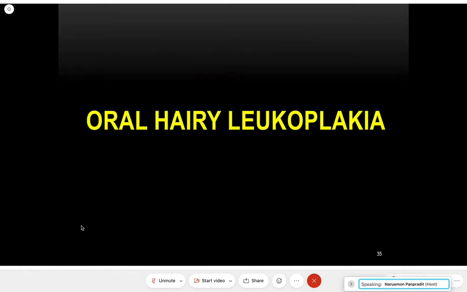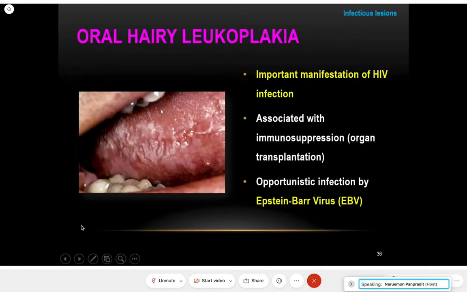Okay, a white patch, would it have hair? Okay, let's see together, oral hairy leukoplakia. This is very important in the infectious lesion group because it's an important manifestation of HIV infection. So when you suspect that the patient has a lesion like this and looks like oral hairy leukoplakia, you should turn back to review the patient's medical history.